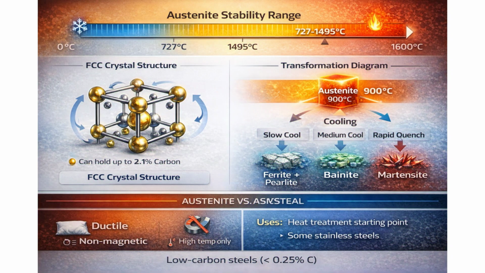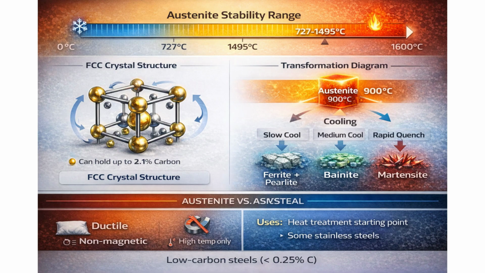Next up is austenite, the high-temperature phase. Unlike ferrite, austenite has a face-centered cubic structure, FCC, which can hold much more carbon, up to 2.1%. Austenite only exists when steel is heated between 727 and 1495 degrees Celsius. At room temperature, you won't see austenite in regular carbon steel, it transforms to other phases as it cools. But here's the interesting part, austenite is non-magnetic, which is why hot steel doesn't stick to a magnet.